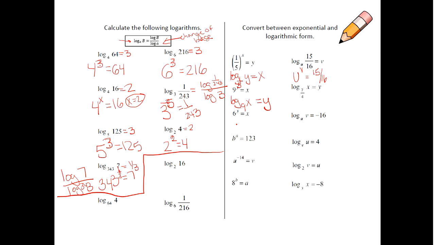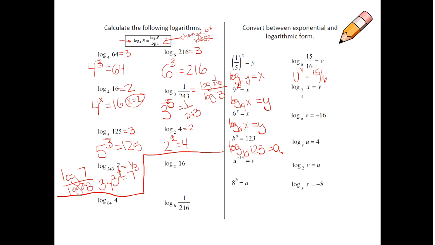Let's do the other log here. So I got 6 to the y equals x. So log, my base is 6. Exponent is always the answer, or the value. And then the x is the value right there. Then we'll do one more. B to the a equals 123. So log, what would be the base on that log? It'd be b, right? Because that's the base. This, 123, equals the exponent.